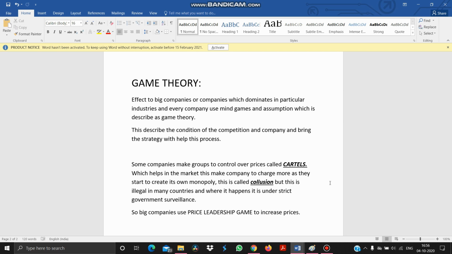So instead of this cartel thing, very large companies follow a price leadership game, which means, for example, in the airline industry, where there are many airlines in India, if one big airline, for example Indigo, increases its fares by 5%, many others join that race. And if somebody cuts their price, many airlines follow the same rule as the big company. That's called price leadership. This is one way they control the prices.